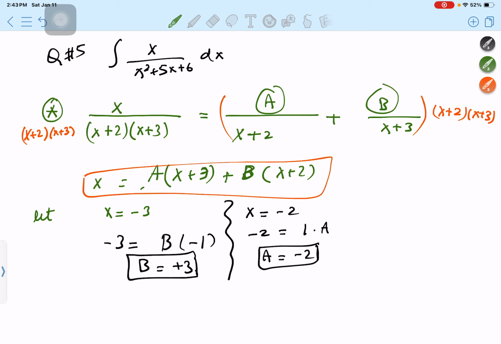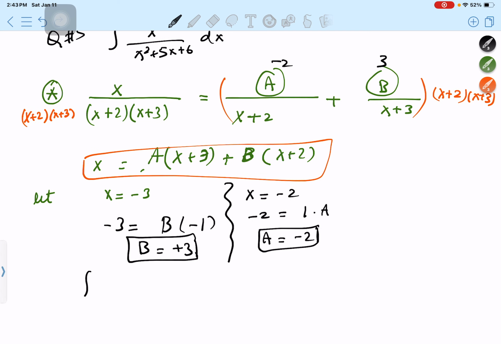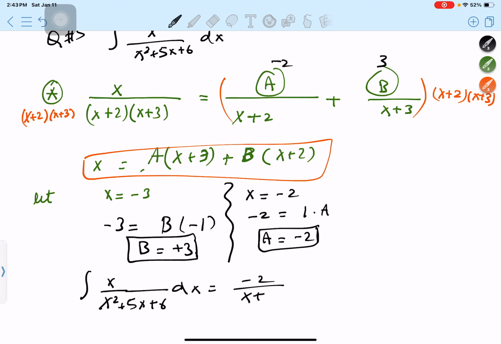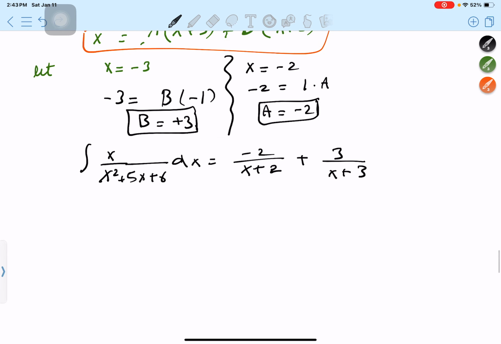And now, what I'm going to do instead of integrating the original thing, instead of integrating x over x squared plus 5x plus 6 dx, instead what we can do is integrate negative 2 over x plus 2, plus 3 over x plus 3, quantity, dx. Well, if we integrate this, we'll simply get negative 2 times the natural logarithm of the absolute value of x plus 2, plus 3 times the natural logarithm of x plus 3, plus C.